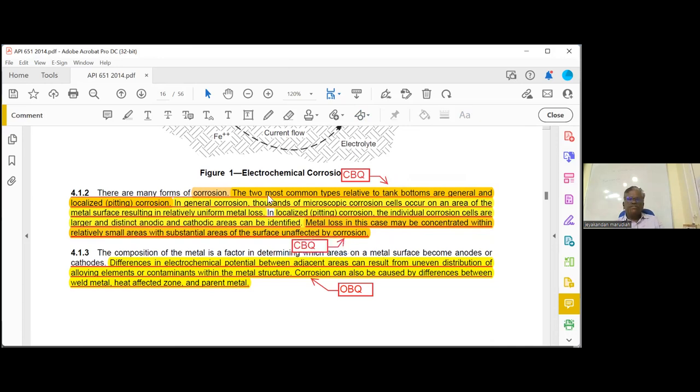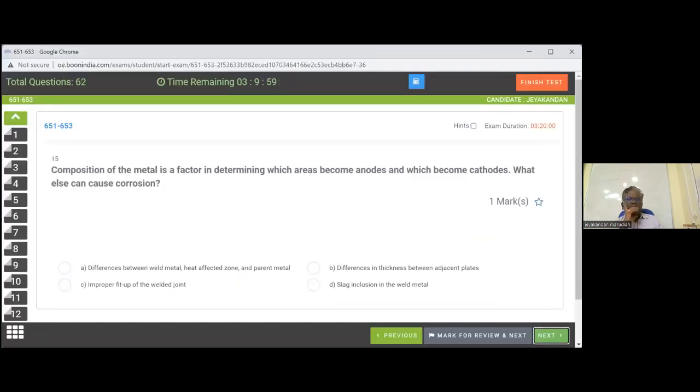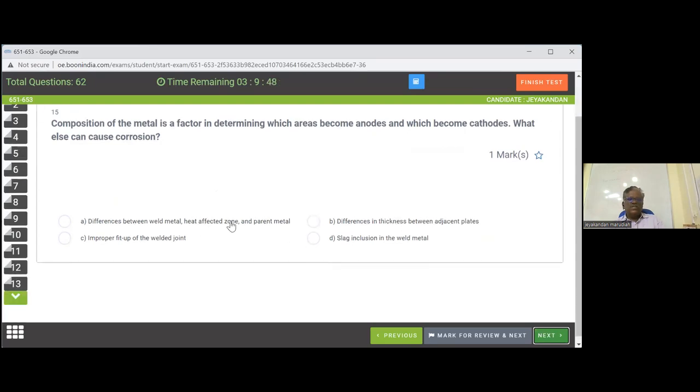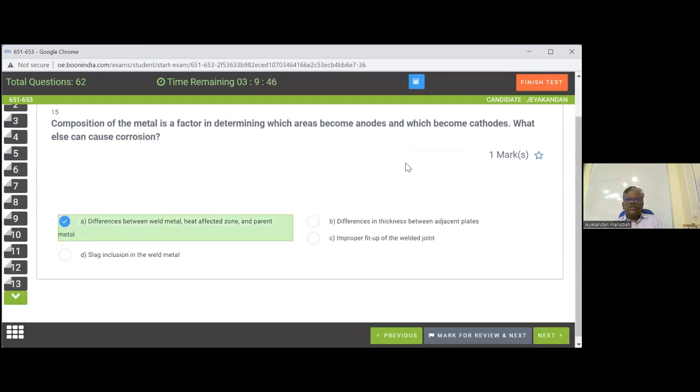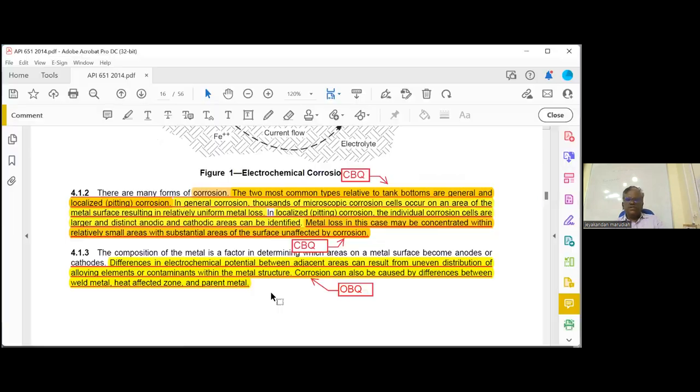Okay, next. Composition of the metal is a factor in determining which areas become anodes and which become cathodes. What else can cause corrosion? Differences in the weld metal, heat affected zone and parent metal. So it is given here, in 4.1.3, last line.